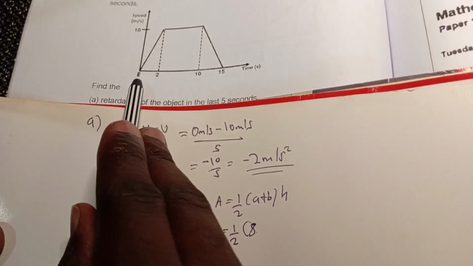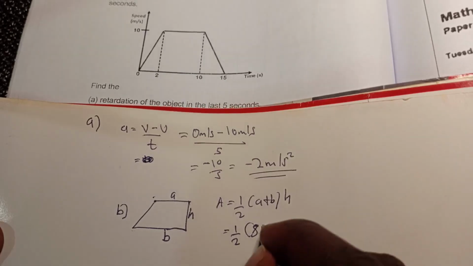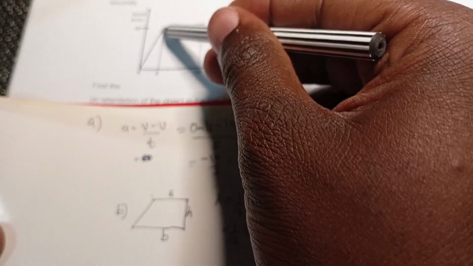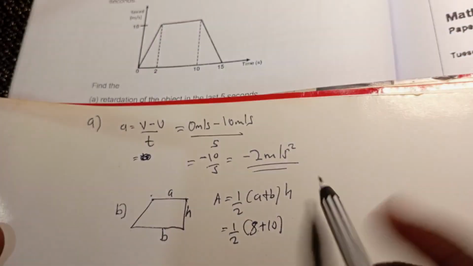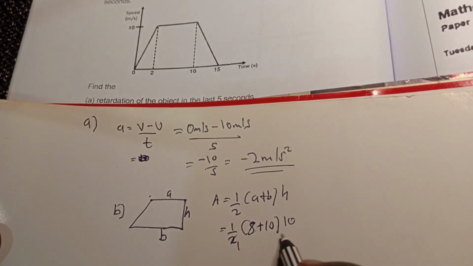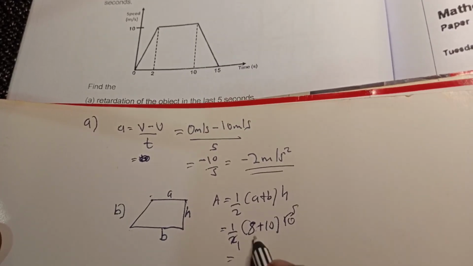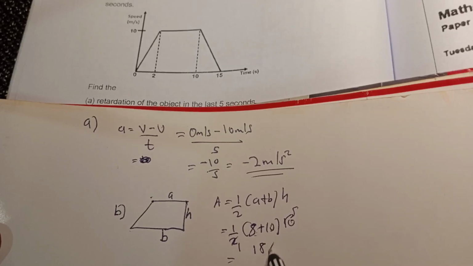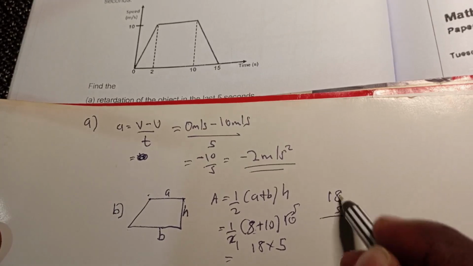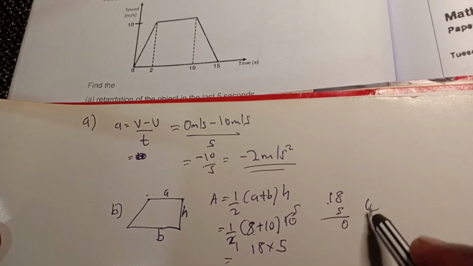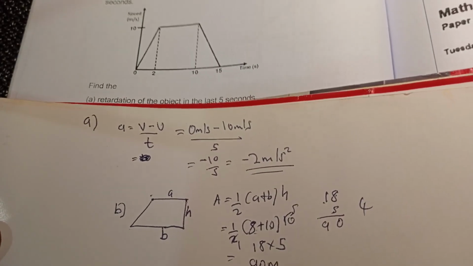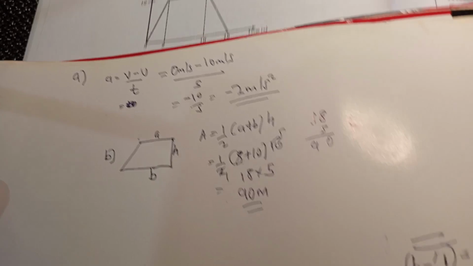Then B is the length here. So from 0 to 10, that's just 10. Then the height is the length here. From here to here is what? It's 10. Okay, so 10 there. Then you put half there, 1 over 2 there, times 18 times 10, and this will give you 90 meters. Okay, you have 90 meters there.